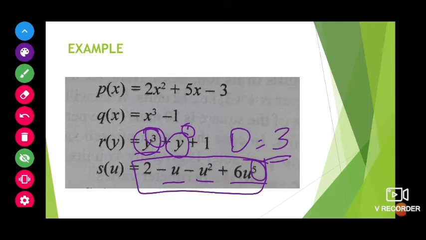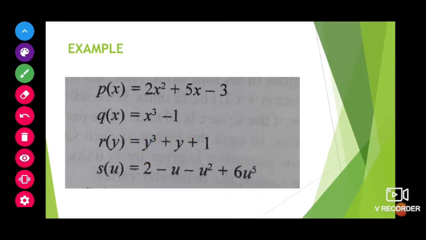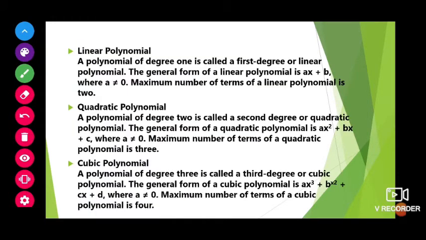Now, based on the degree, we can segregate the polynomials into different types. First one is linear polynomial. Linear polynomial means if the maximum degree is 1, then constant, x is a variable.